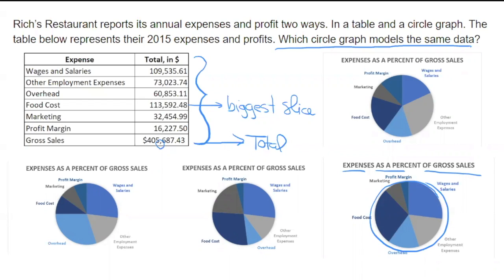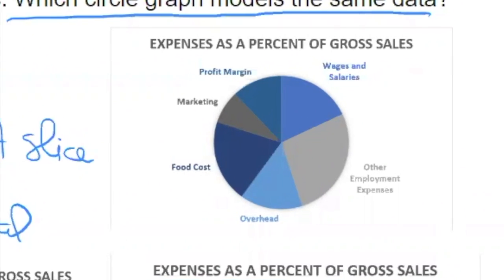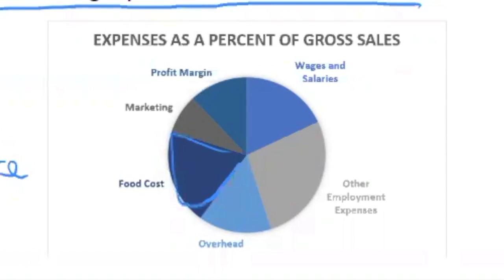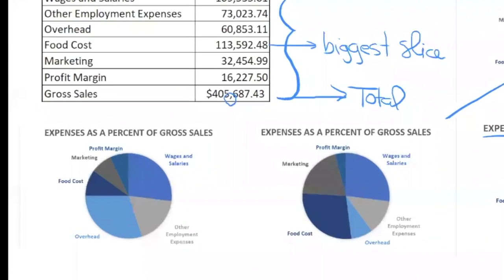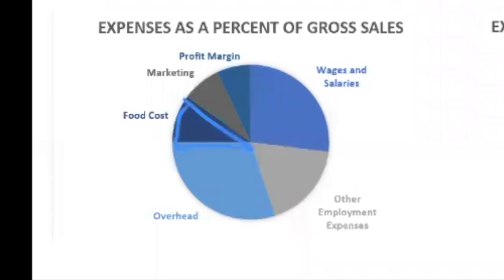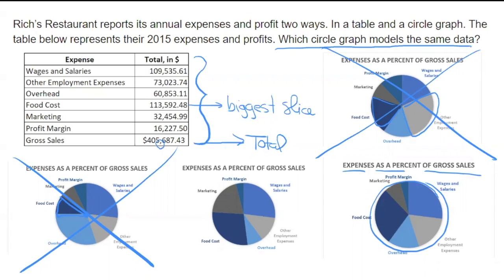The first and the second, huh? The first and the second, yeah. It's pretty big here, but it's not quite as big as other employment expenses, so I'll take it out here. And then food cost is really small here. They've never obviously run a restaurant. So now I've got it down to 2 with really big food costs. I didn't use any math. I didn't use percents. I used Stephen's common sense. Nice, and I've got it already narrowed down to 2.